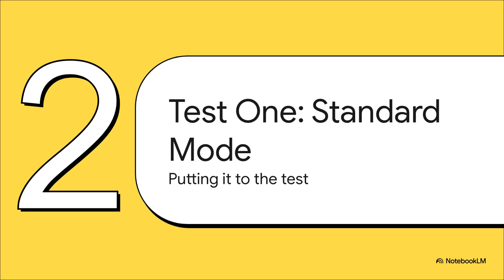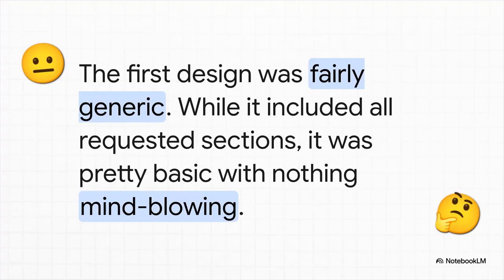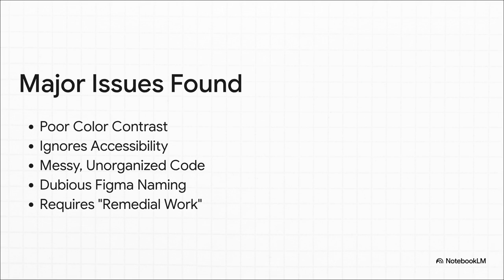Okay, let's kick things off with our first test, standard mode. This is the default, the everyday version. We're going to give it a simple prompt for a designer's portfolio website and just see what it cooks up. So after about a minute, this is what Stitch spat out. And, well, it did include all the sections we asked for, but the design itself is just kind of flat. It's a really simple single-column layout, generic fonts. Honestly, it looks more like a basic CV than a portfolio for a creative professional. Yeah, it's functional, but inspiring? Not a chance.